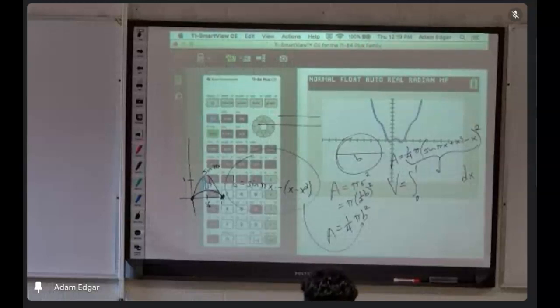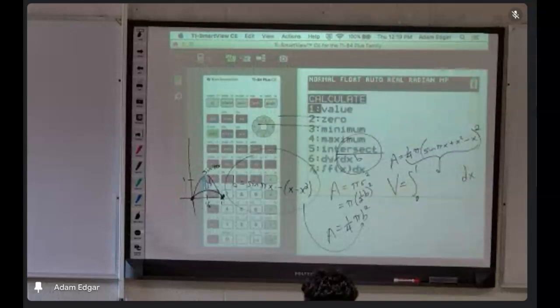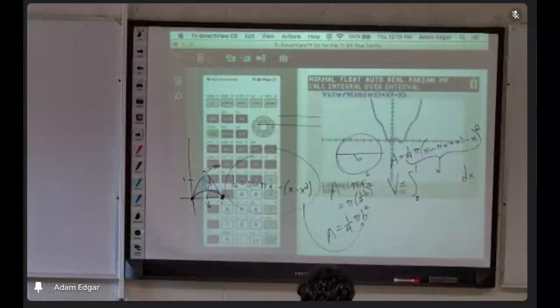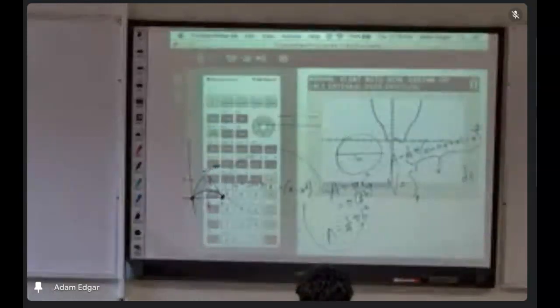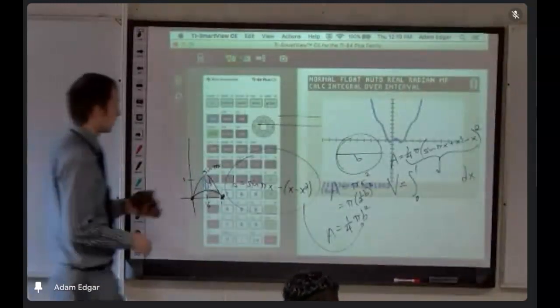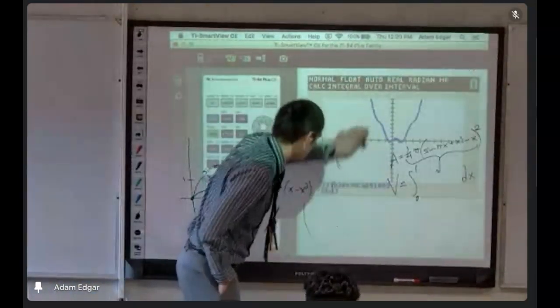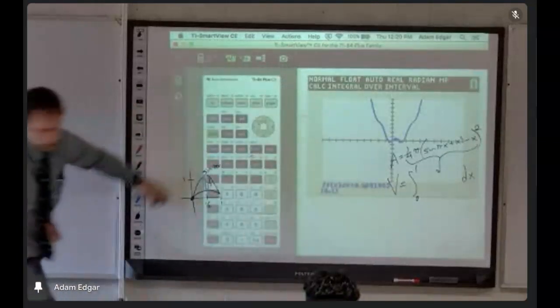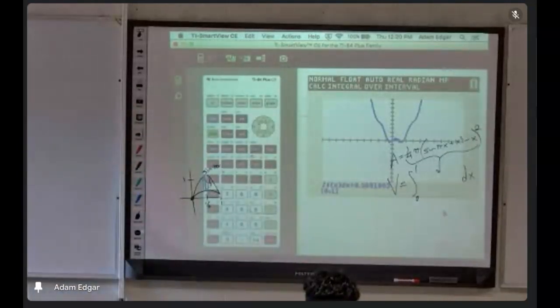And then to do the integral, second trace, integration option 7, and then you're going from 0 to 1. So type in 0, hit enter, type in 1, hit enter, and your calculator thinks about it. And then down at the bottom of the screen, it shows you what that is. And I can't see that because of all the clutter up here on the board. It is, now my cursor is still in the way, 0.369.